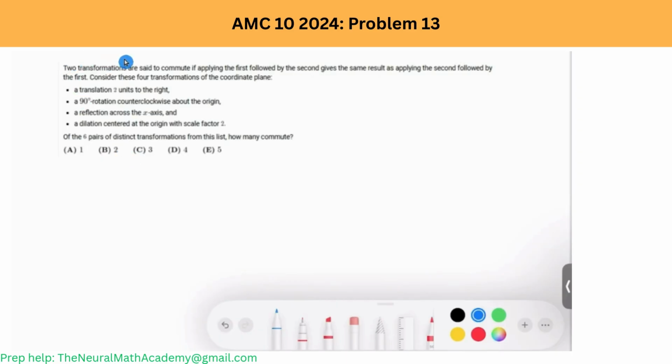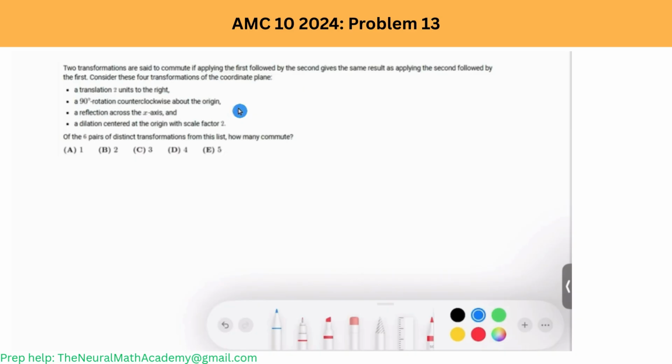Let's look at problem 13, where we are given that two transformations are said to commute if applying the first followed by the second gives the same result as applying the second followed by the first. And we have to consider these 4 transformations. The first one is the translation, then a rotation, reflection, and a dilation. And we have to tell of the 6 pairs of distinct transformations from this list how many commute.